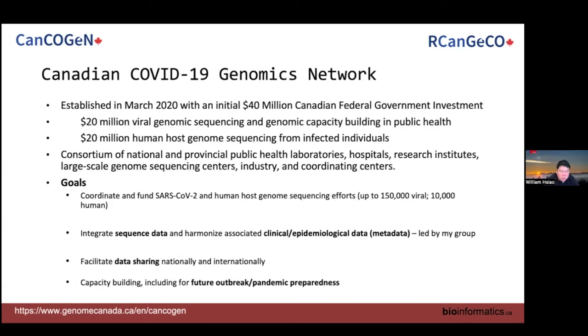And the goal at the time, what we thought was a big goal, was to sequence 150,000 viruses and 10,000 human genomes, and also to integrate the sequence data through a data harmonization effort. You'll hear more about that, I think, in Emma's lecture, to connect the clinical and epidemiological data with the sequence data. We also have a heavy emphasis on facilitating sharing of data nationally and internationally for these interventions. And lastly, building capacity, as I mentioned, to ensure that genomic epidemiology can be carried out for future outbreaks and pandemic preparedness.